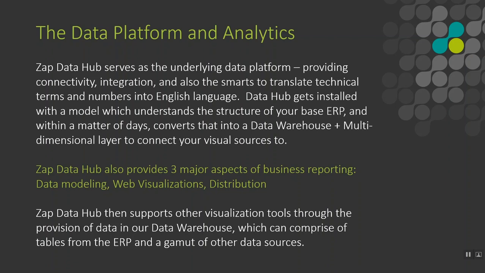Zap Data Hub also provides three major aspects of business reporting. It's able to do data modeling, perform web visualizations, and distribution. For distribution, Zap Data Hub is able to schedule reports, evaluate data-driven events, and email out one or many emails as well as their attachments. Zap Data Hub then supports other visualization tools through the provision of data in our data warehouse, which can comprise of tables from the ERP as well as a gamut of other data sources.